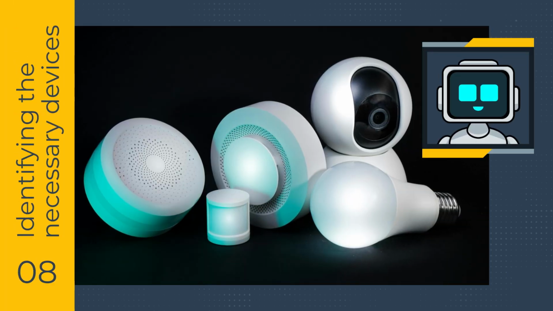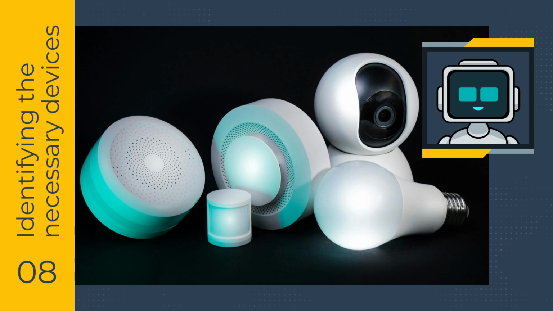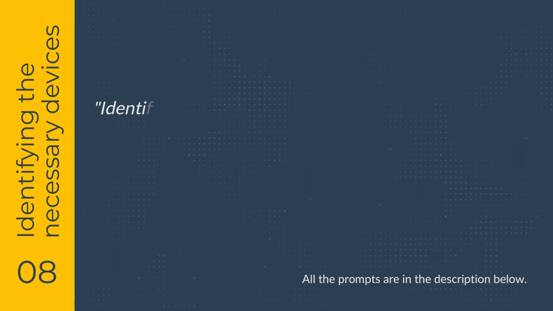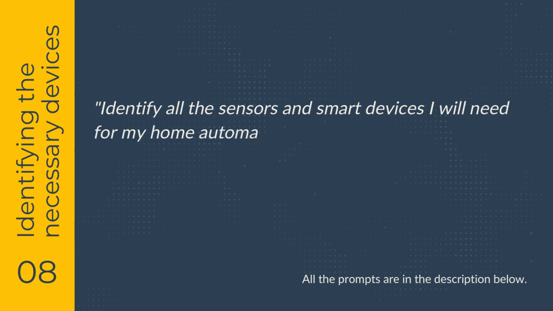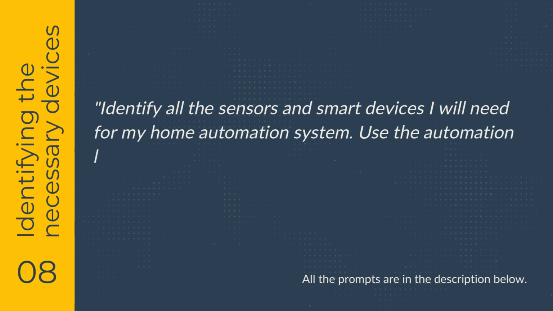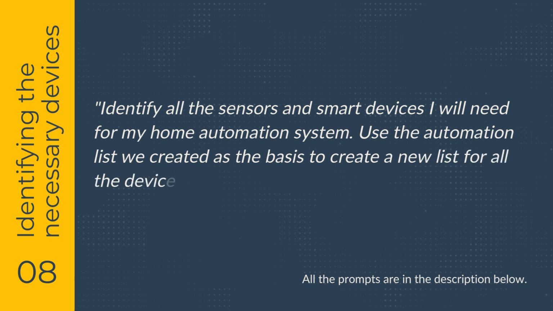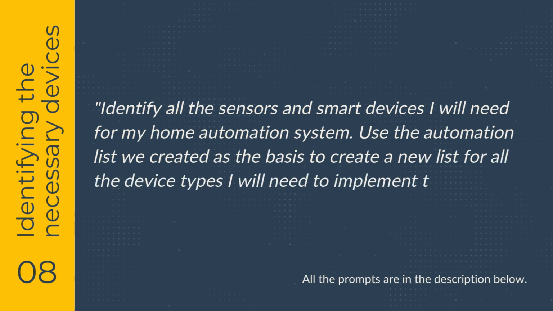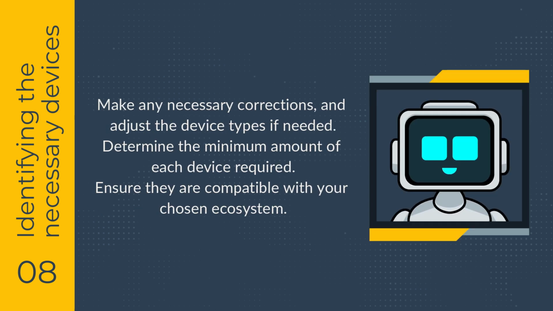Next, identify the sensors and smart devices needed for your home automation system. Use the following prompt. Identify all the sensors and smart devices I will need for my home automation system. Use the automation list we created as the basis to create a new list for all the device types I will need to implement those automations. Group the devices by room. Review the results, make any necessary corrections, and adjust the device types if needed.